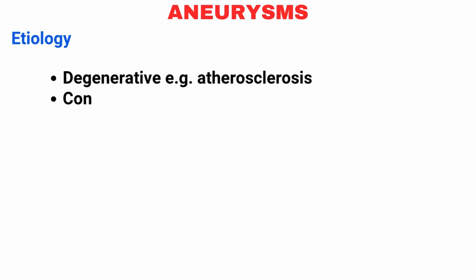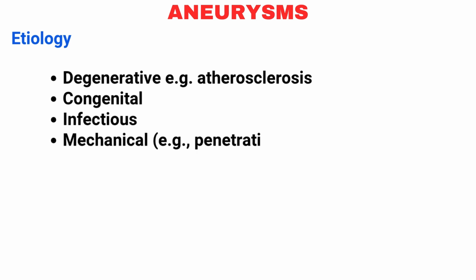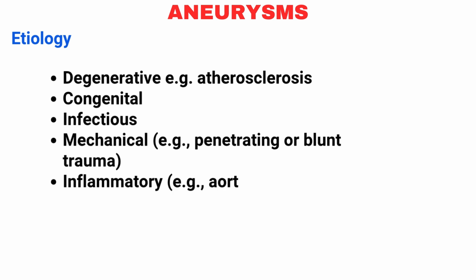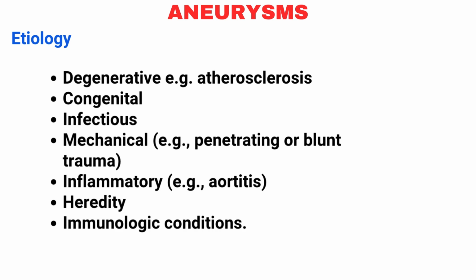Now we will see the etiology of aneurysm. A variety of disorders are associated with aortic aneurysms. The main causes are classified as degenerative, for example, atherosclerosis. It can be caused by congenital, infectious, or mechanical causes, for example, penetrating or blunt trauma, and it can be caused by inflammation, for example, aortitis. It can be caused by hereditary immunologic conditions.